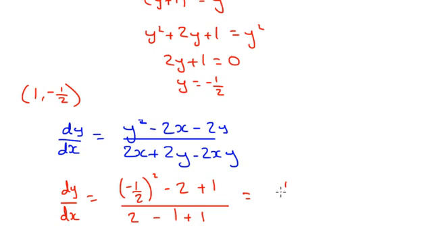So we've got a quarter minus 1 over 2. That's minus 3/4 over 2, which is a negative 3/8.